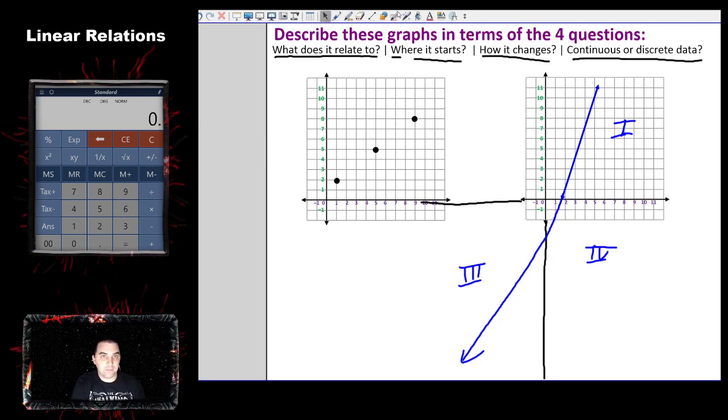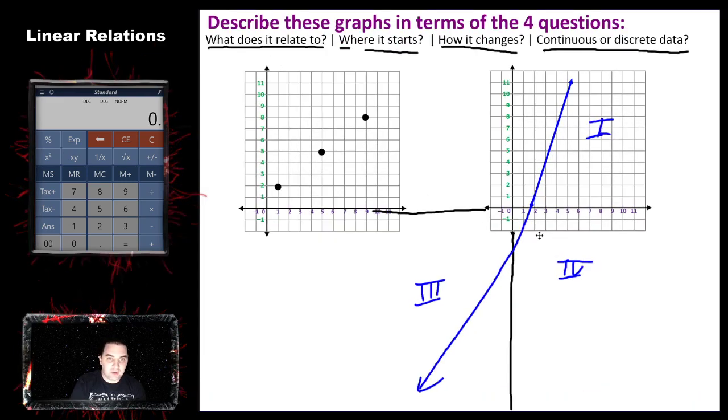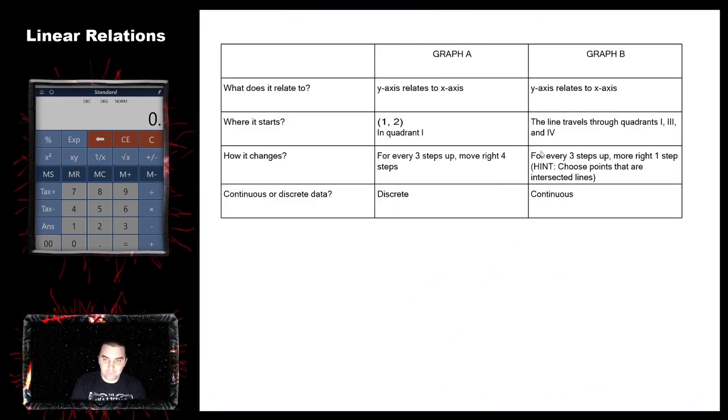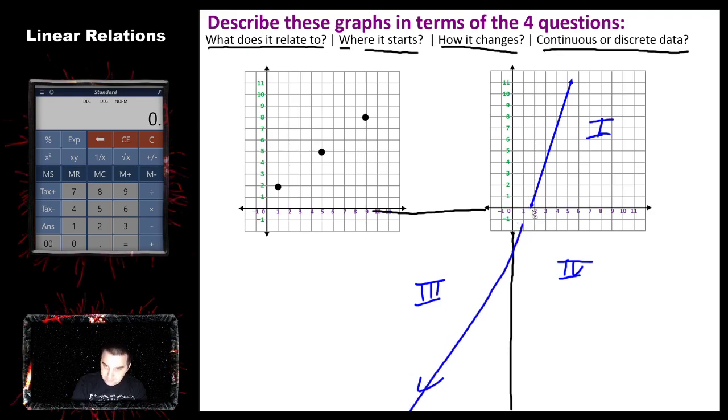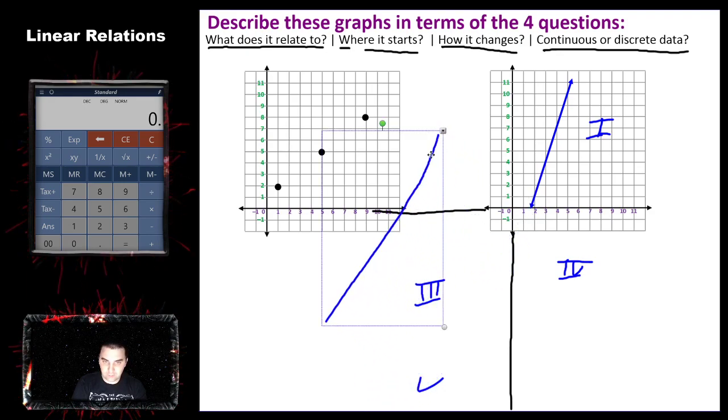Okay. Let's maximize that again. Okay, moving forward. For every 3 steps up, move 1 step right. And you always want to do up and right. Look at it like that, rise over run. So let's erase. Wow, what am I doing? Get out of here. Delete.